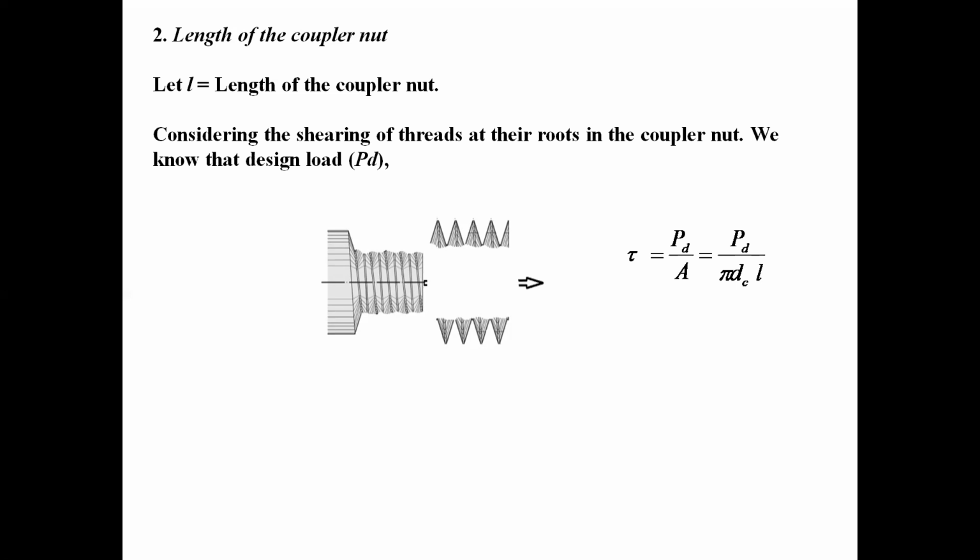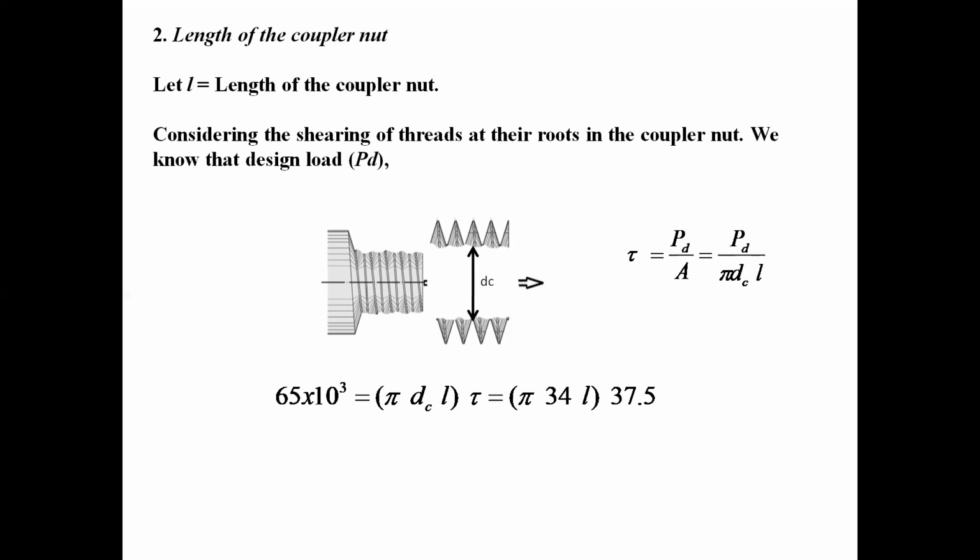Now, when we think about the area, what is the area? We must consider again the internal diameter DC. So pi into DC is the perimeter and L is the length of the portion. So pi into DC multiplied by L is the shearing area. Again put the value.